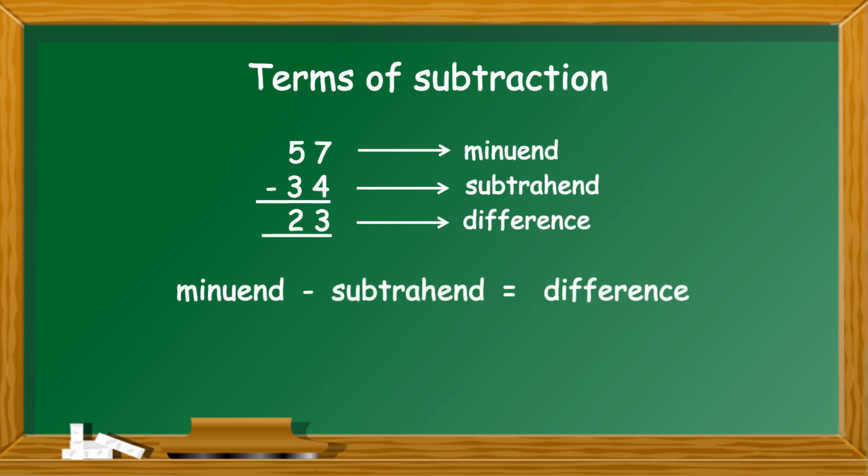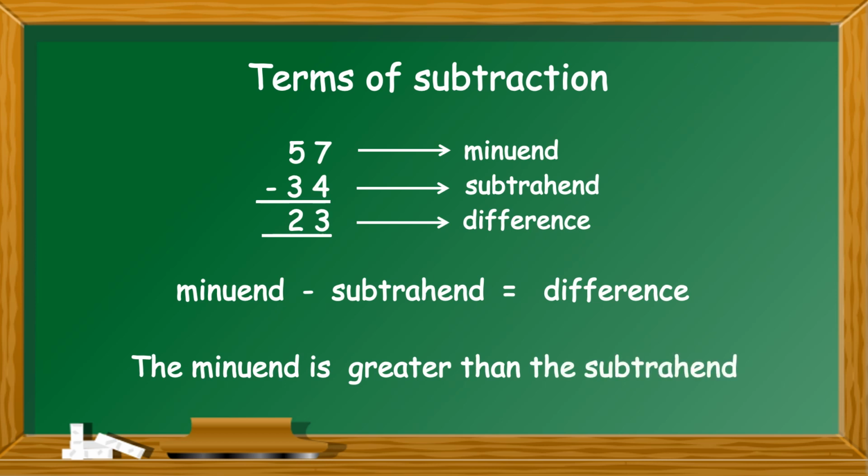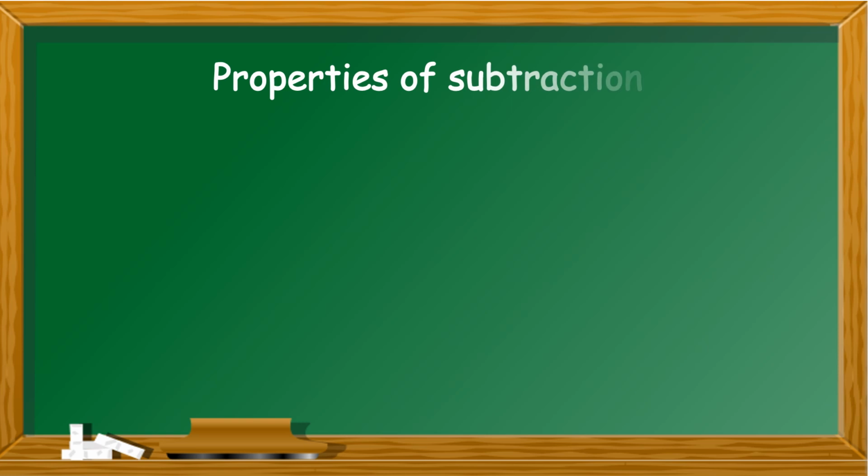Remember that usually a smaller number is subtracted from a greater number, which means that the minuend is usually greater than the subtrahend. Moving on to the properties of subtraction.